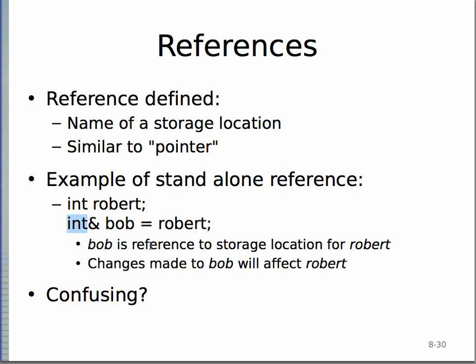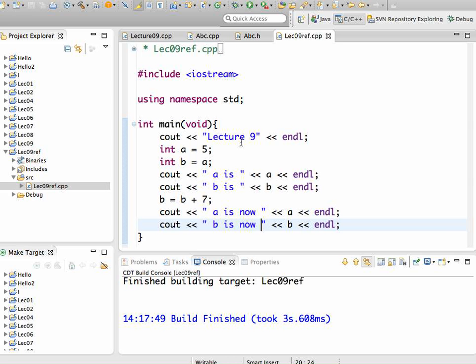So if this is confusing, take a look at this simple example I've set up. Right now I'm not using references. I've set up two variables, a and b. I set a to 5 and set b equal to a. Now what I do is I change b, and of course, as you might expect, b will have a new value, but a will still be its old value. So if everything works, that's what we should see.